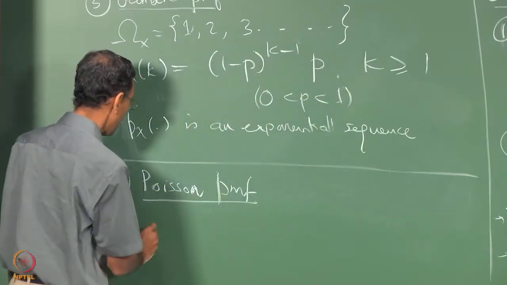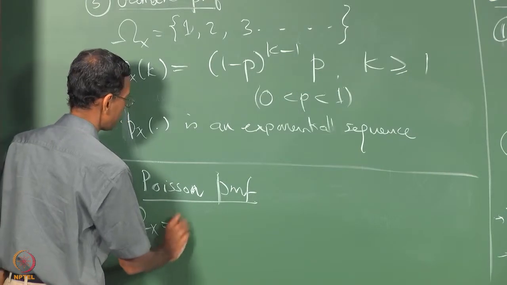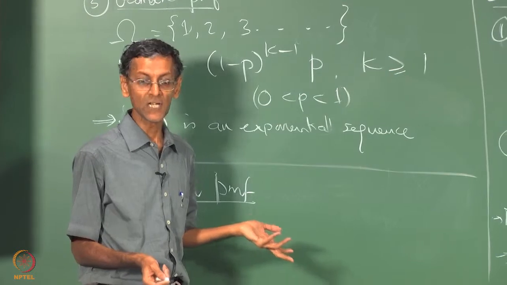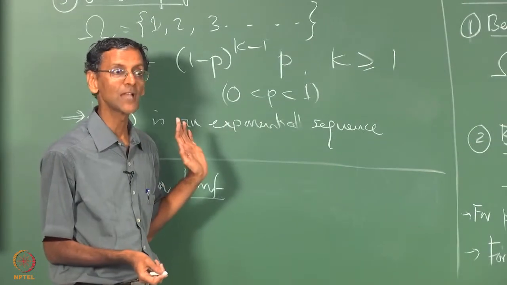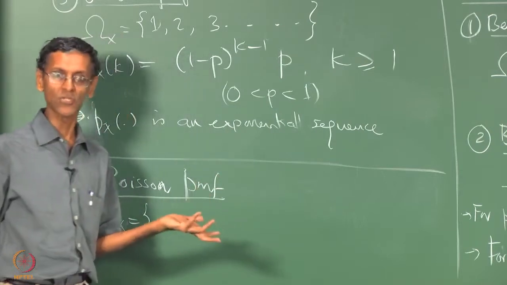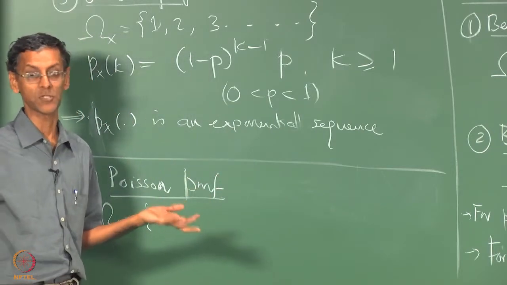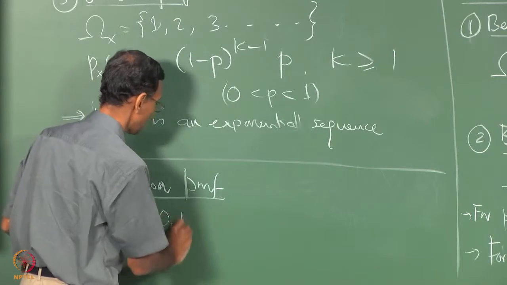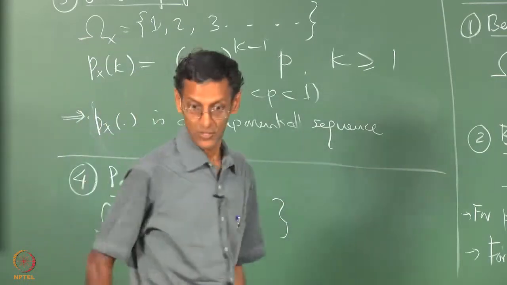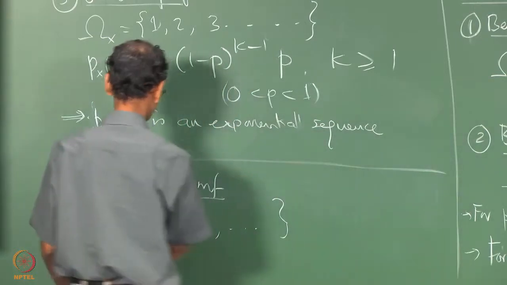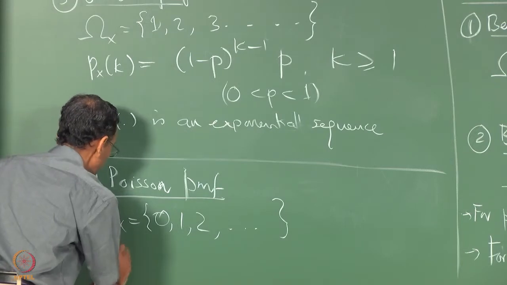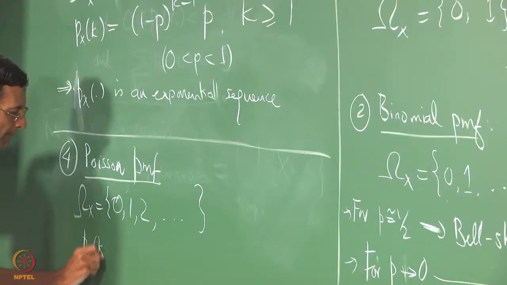So what do we have? What is omega x in this case? Again, a bunch of integers, but now where do we start from? We start from 0, because 0 is also possible, only negative things are not possible. So we start from 0 and let the numbers go without bound. There is no upper bound on this. And then what is Px of k?